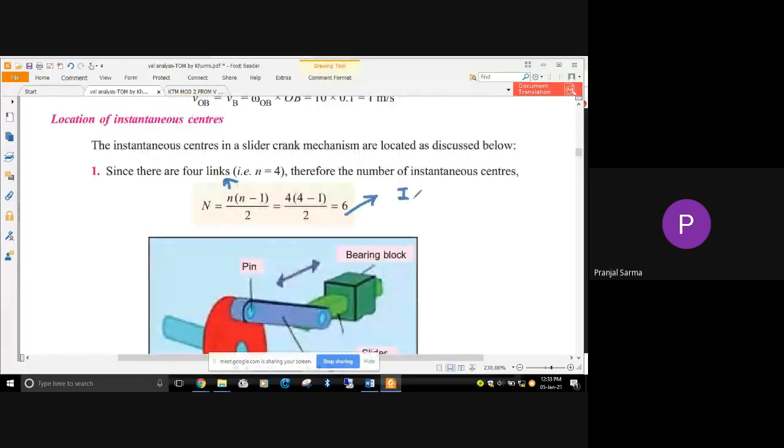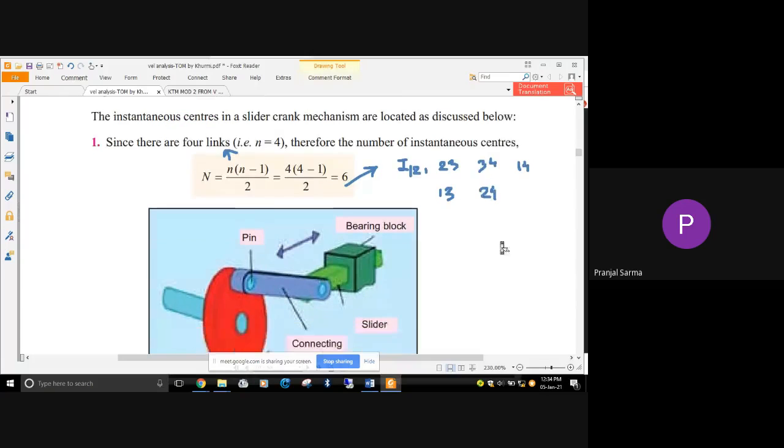Now, what are the different instantaneous centers between them? We'll have the instantaneous center between 1 and 2, that is I12. The other I's I am not writing, because it is difficult to write here. Similarly, we'll have 2 3, 3 4, 1 4, then 1 3, and 2 4. Just like in the previous case, you can also make it column-wise in a table. So these are the 6 instantaneous centers. Now we know how many there are and who they are. Now we must know where they are, that means we have to locate them.